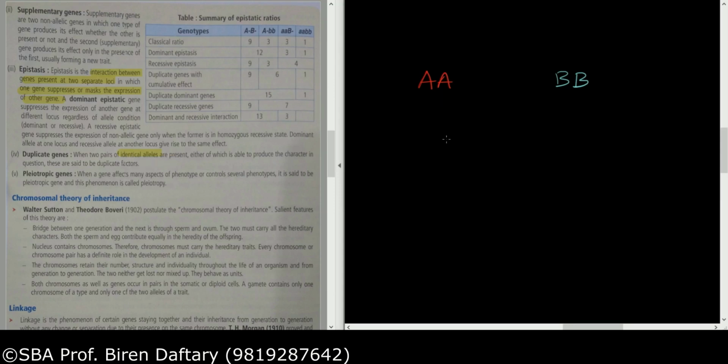If you want to see another example, small a, small a, or over here I can write small b, small b, or I can also write small a, small a, capital B, capital B. But please remember, both of them are the same. Do not show a hybrid over here. Both the examples are going to be homozygous. So these are the genes which are in identical allele form, and both of them can produce the same phenotype individually. So these are called duplicate genes.